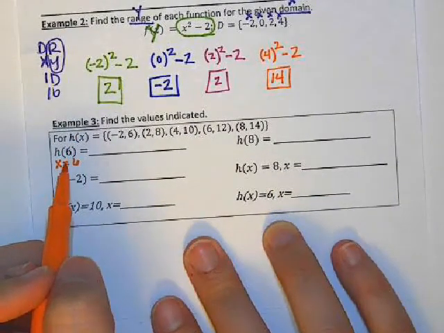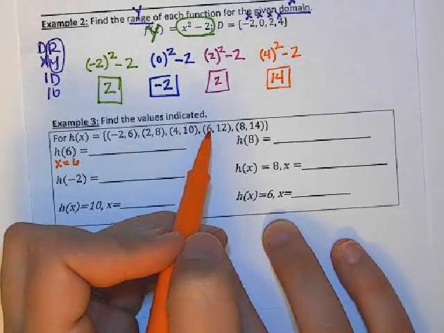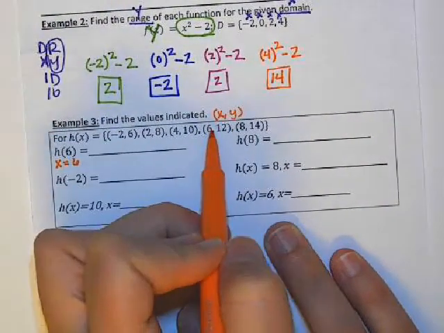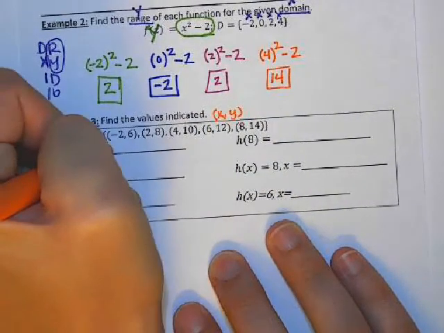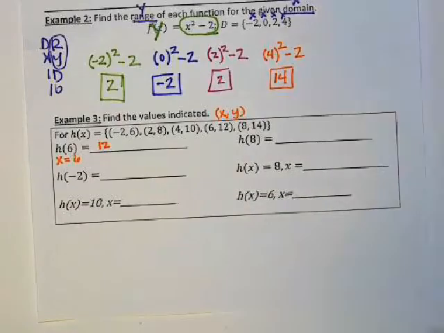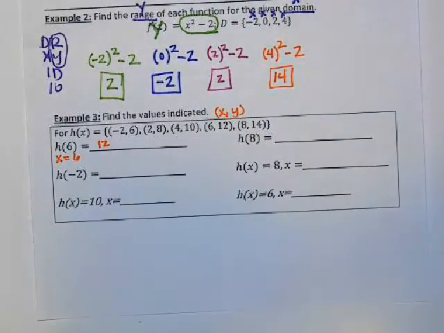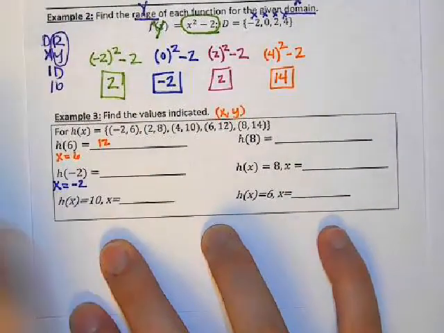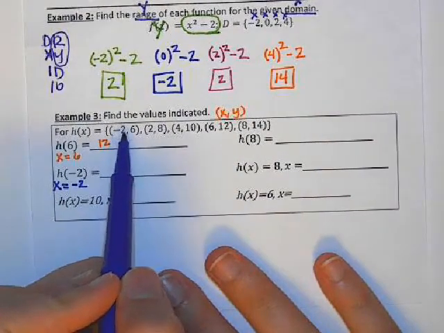So what I want to do is go find where x is equal to 6. Here, right? Because it's x comma y. X comes first. So right here is where x is 6. What is the y? 12. That's my answer. Then go to the next one. H of negative 2. Negative 2 is in the what spot? Yeah, the x spot. So x equals negative 2. Okay? So go find where x is negative 2 here. And what is y? 6.